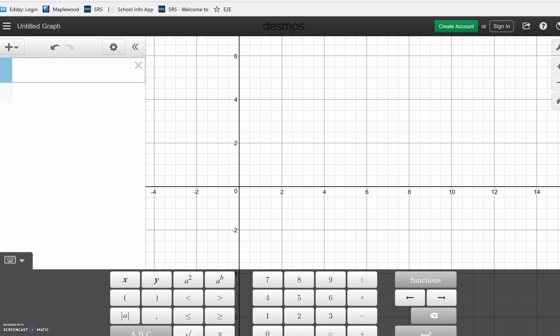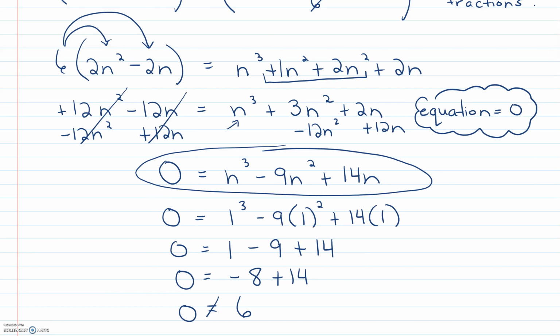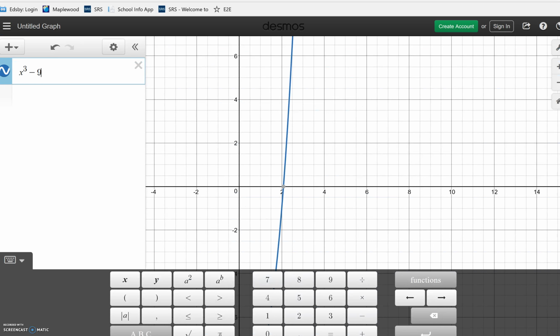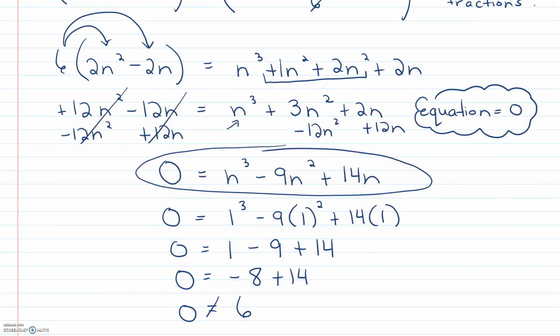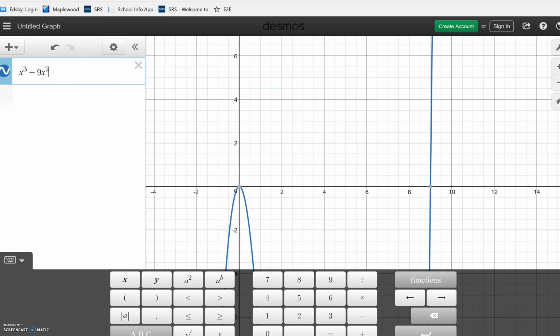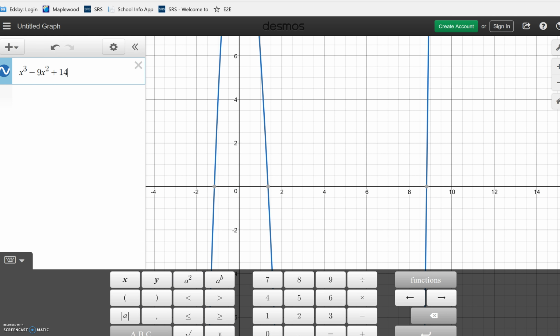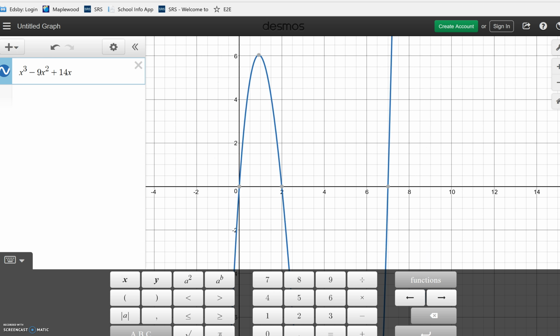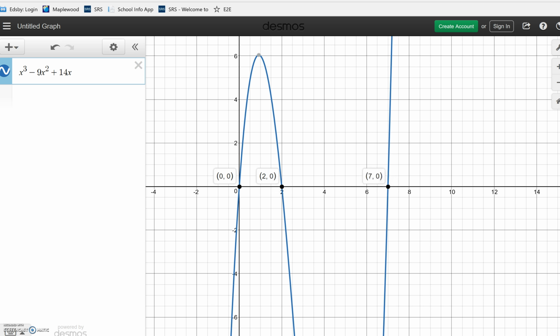And you can't type in any n's, so you just change your n's for x's. So x to the power of 3 minus 9x squared. I'm using the buttons at the bottom to type all of this in. And then at the end, we have a plus 14x. You'll notice that the curve shows up, and there are 3 values that will work.